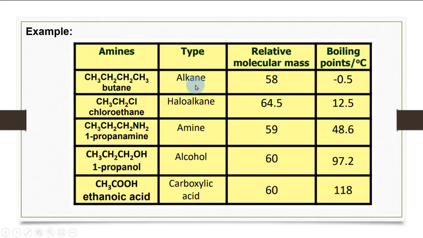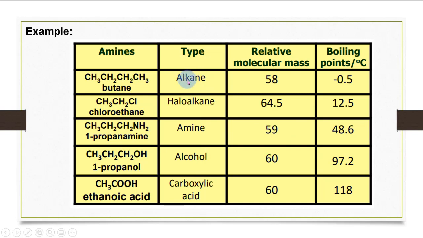In the examples given over here, you can see an alkane, haloalkane, amine, alcohol and carboxylic acid. The molecular mass is almost the same, so we call this comparable size. And then you can see over here the increasing boiling point, due to the differences in the intermolecular forces.